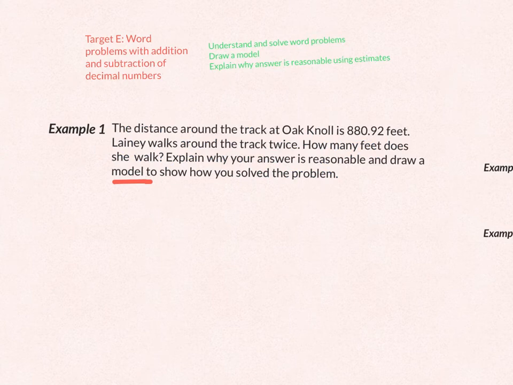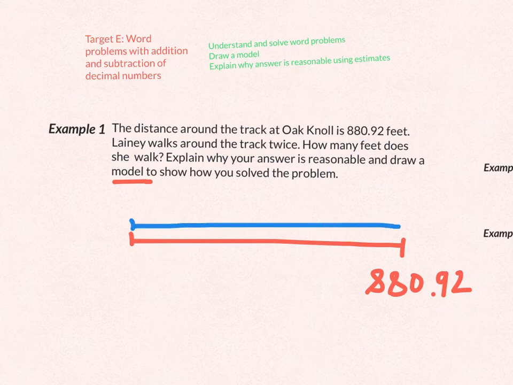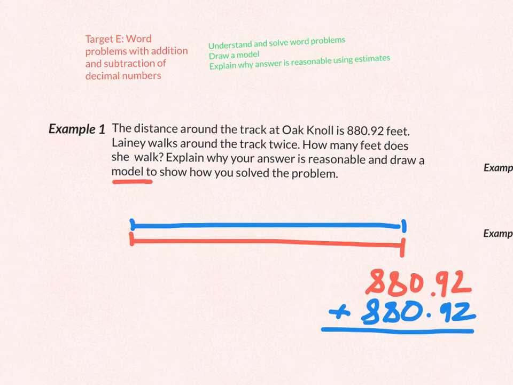So if we think of this as the track, I know the track's actually a circle, but it's 880 and 92 hundredths of a foot, and it says that she is going to be going around this track twice. So here's her second lap. That's also 880 and 92 hundredths of a foot. So you can see that if you do it twice, that's going to be the distance 2 times, or you're going to be adding 880 and 92 hundredths to 880 and 92 hundredths.